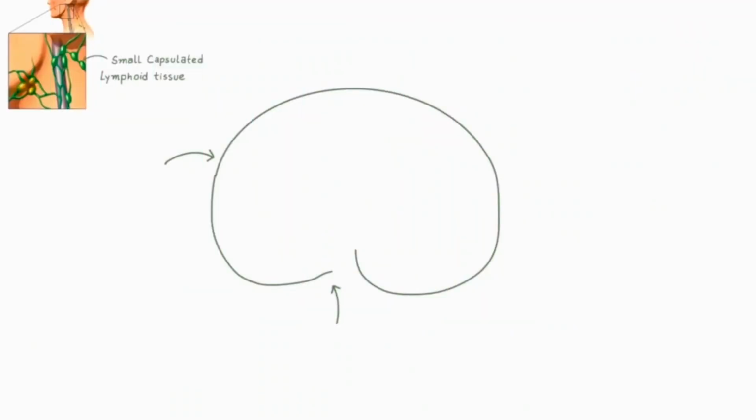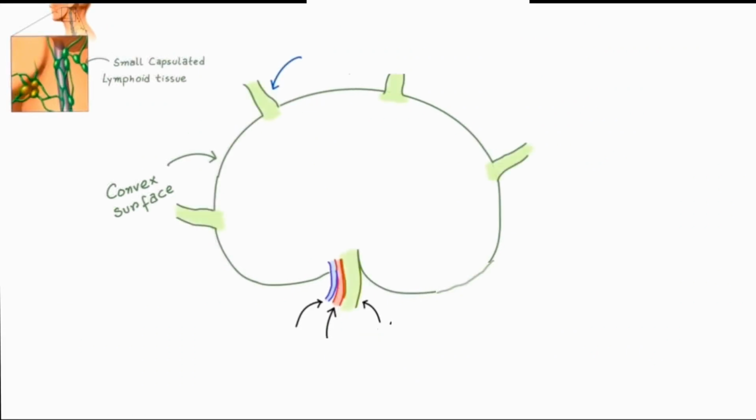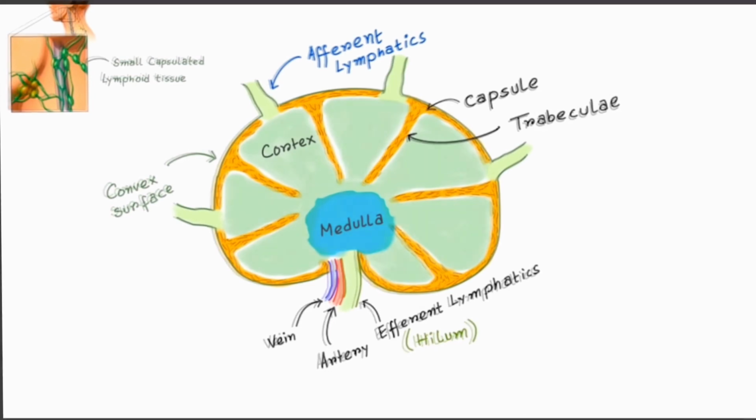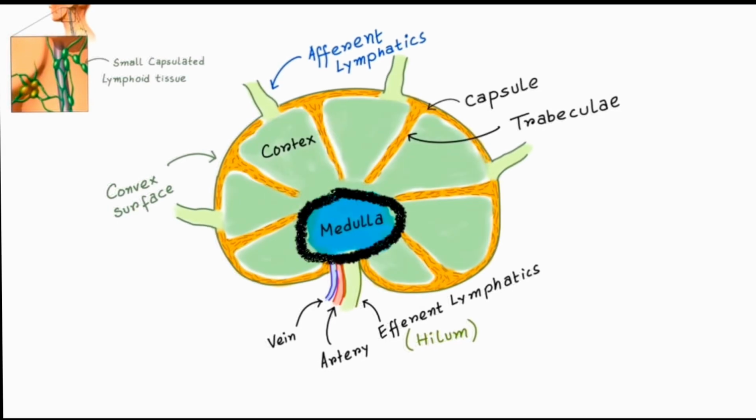Each node consists of a convex and concave or indented surface. Connected on the convex side are the afferent lymphatic vessels, or simply afferent lymphatics, while on the indented region, called the hilum, are the artery, veins, and efferent lymphatics. Surrounding each lymph node is a fibrous capsule in which trabeculae or connective tissue strands extend inwards, dividing the node into several partitions. Basically, nodes consist of two portions, the cortex and medulla.